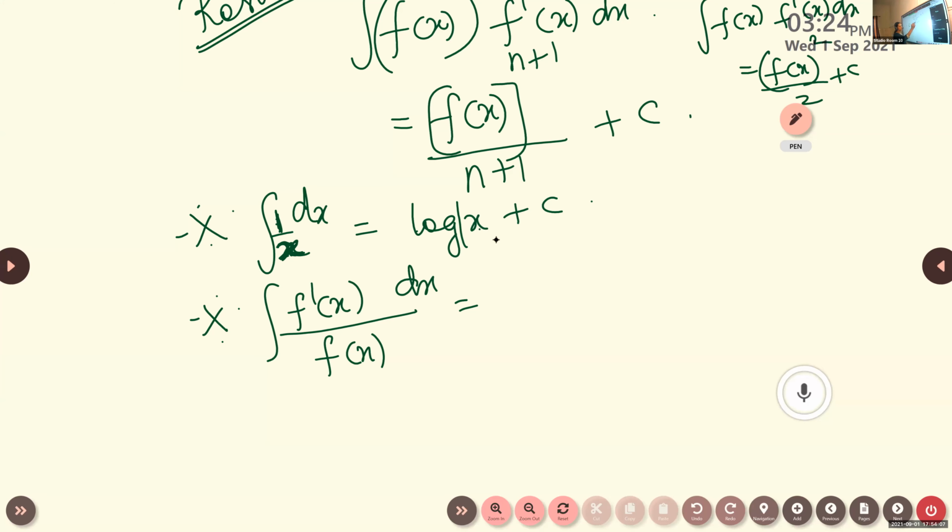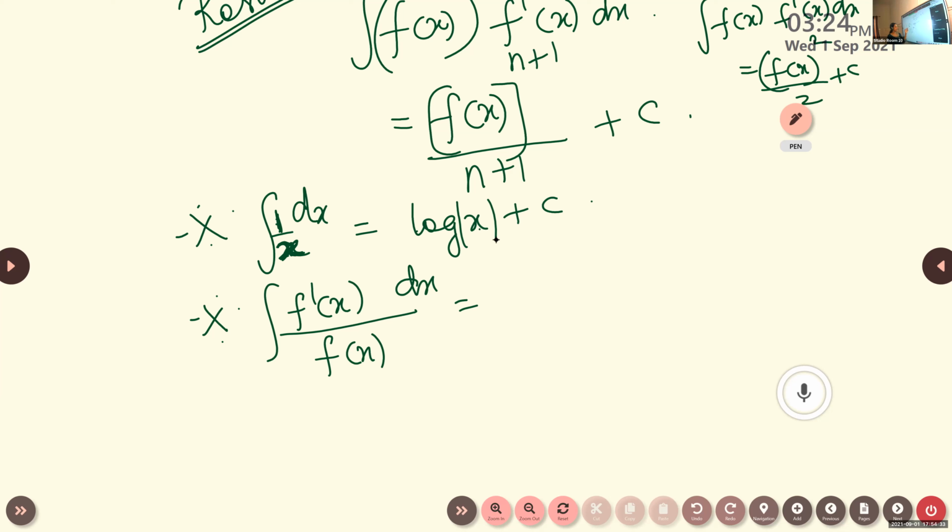Sometimes they write modulus. If it is not written also, it is understandable that log is defined only for positive numbers. In some questions they will write modulus, in some cases they will not. Both are equivalent. Whenever we define log, we know that log is defined only for positive numbers, not for negative.